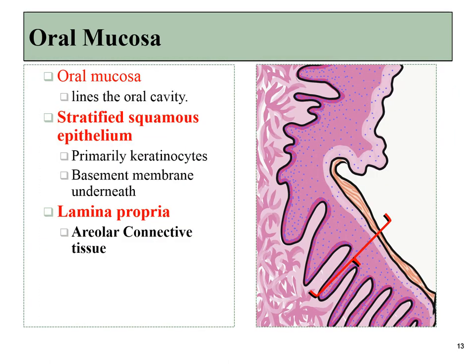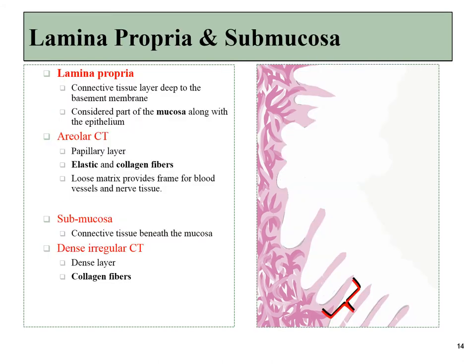The oral mucosa, like the skin, is composed of a stratified squamous epithelium, composed mostly of keratinocytes, and then we also include the thin layer of areolar connective tissue underneath it. Sometimes you will see that areolar connective tissue named the lamina propria, which is a bit of an old-fashioned name. And then underneath those two parts of the mucosa would be found the submucosa, which is dense irregular connective tissue, composed primarily of collagen fibers, pointing in more or less random directions. And like in the skin, this submucosa provides the strength to the tissues found in the oral cavity.